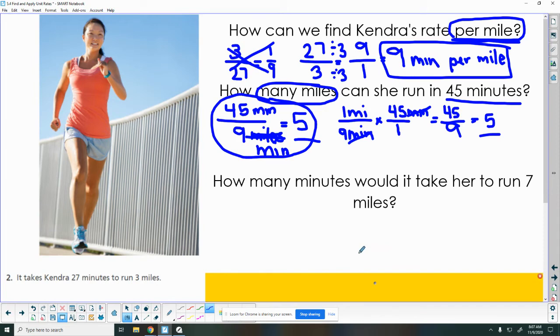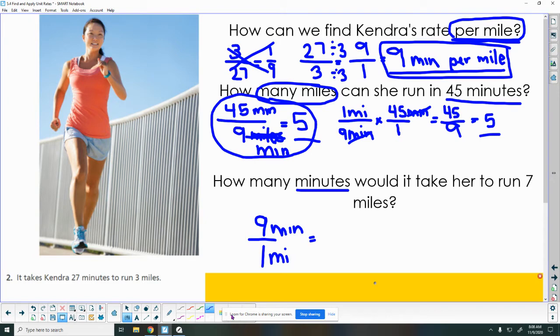So now how many minutes would it take her to run 7 miles? So I'm looking for my minutes here. How many minutes to do 7 miles? So I'm going to put my minutes on top. So this is 9 minutes. And I know that is 1 mile. So I'm always using that basic ratio, that unit rate that we found here. 1 mile for 9 minutes. So she can run 1/9 of a mile in a minute, or 9 minutes per mile. That basic rate, either time, we have to set that up.